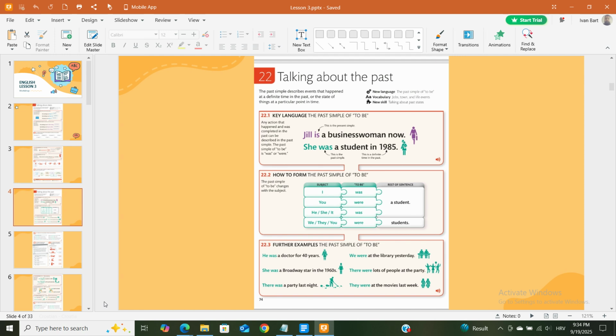22.2 How to form the past simple of to be. The past simple of to be changes with the subject. I, he, she, it: was. We, they, you: were. For example, a student, students. 22.3 Further examples: the past simple of to be.